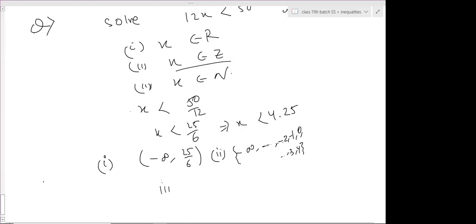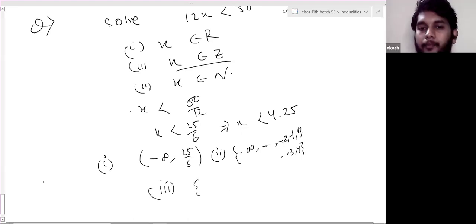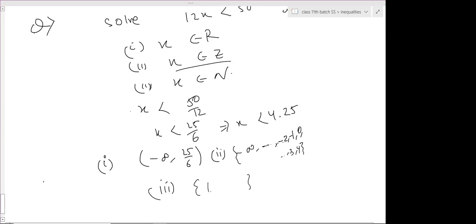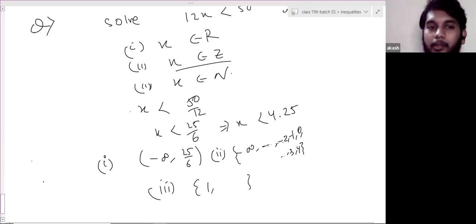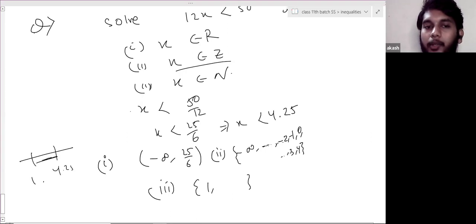So next part, what will be the answer? 1, comma 4.25. Oh, no. Again, you are using intervals. When do we use intervals? When we have to write all the numbers from 1 to 4.25. But x belongs to natural numbers. So x is only 4.